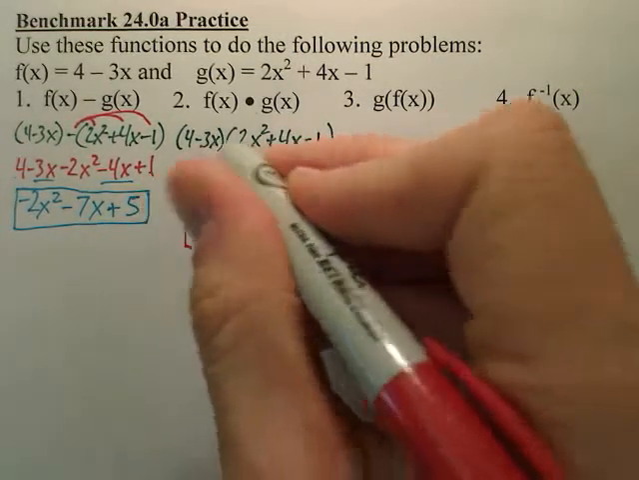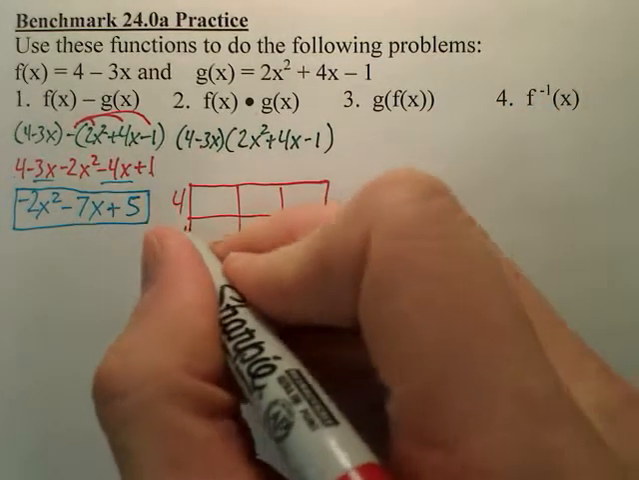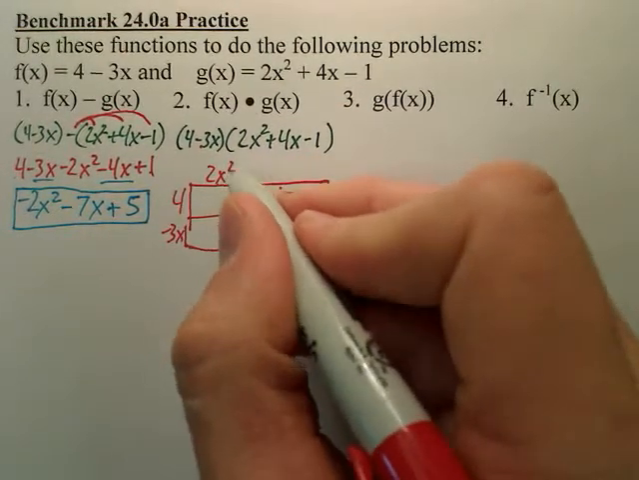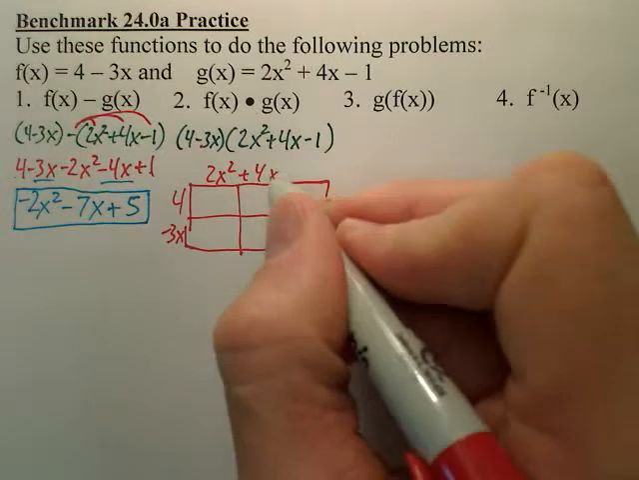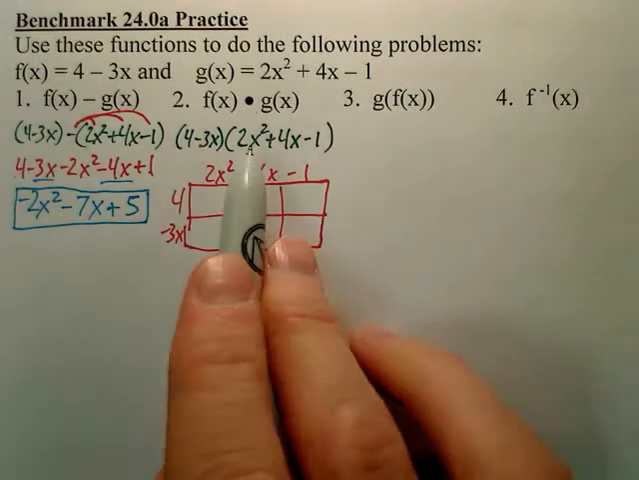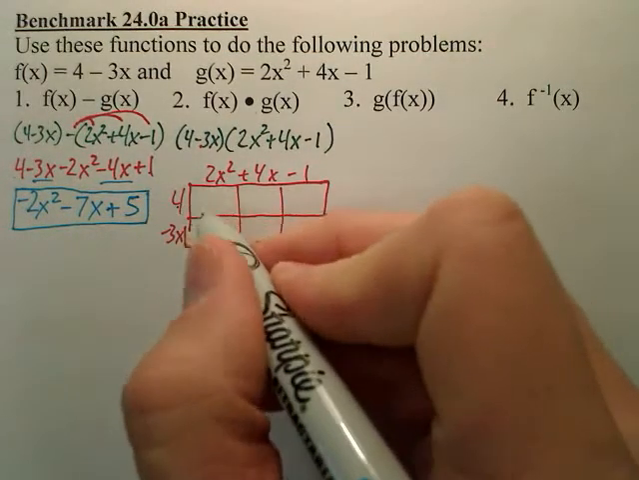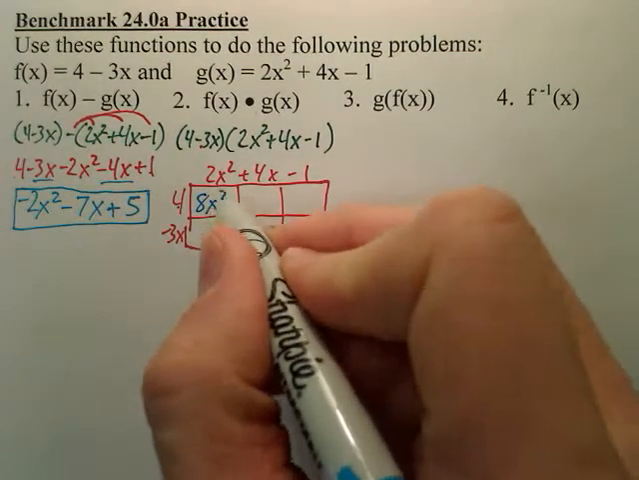I chose a box with a 2 by a 3. So this is 4 and a negative 3x, and I have a 2x squared plus a 4x and a negative 1. So I have this on top, this on the side, and I'm going to multiply it out like a multiplication table. So 4 times 2x squared is 8x squared.